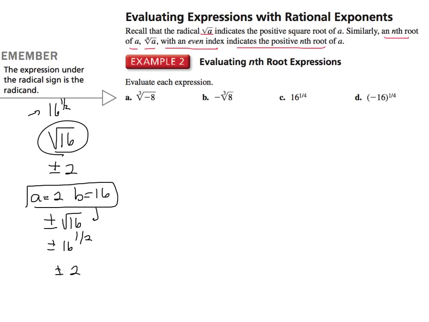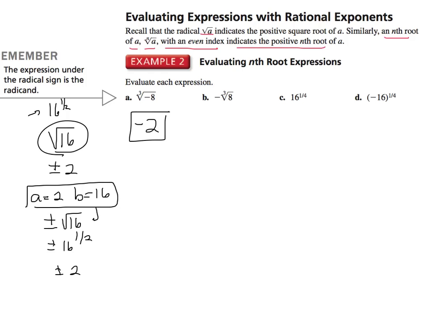So let's try this together. Now remember that the expression under the radical sign is called the radicand. So -8, that's the radicand. So A, notice it's already been set up for you. This answer would be what times itself 3 times gives you -8? That'd be -2.